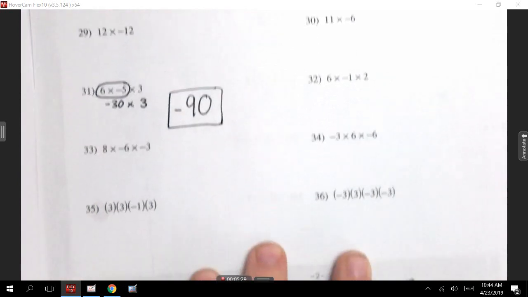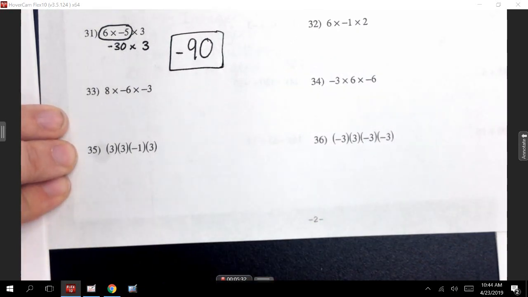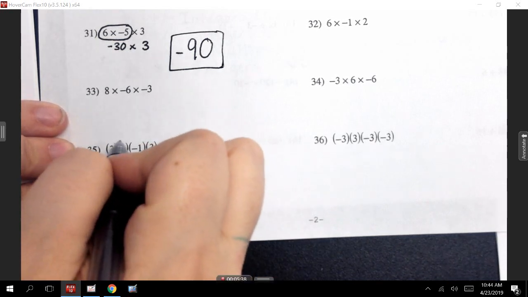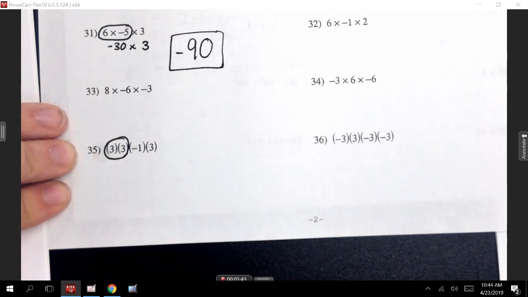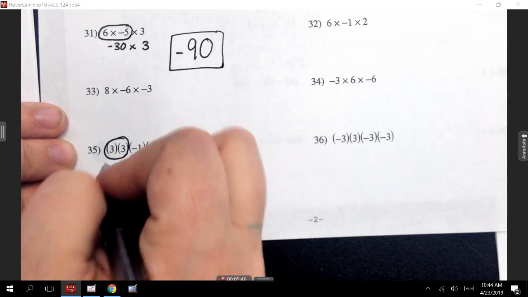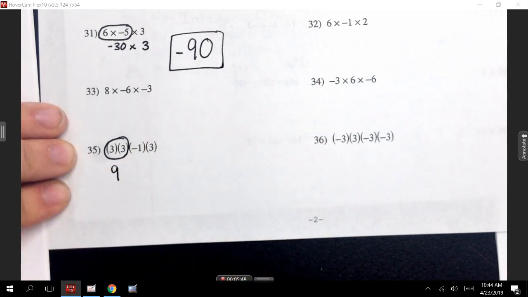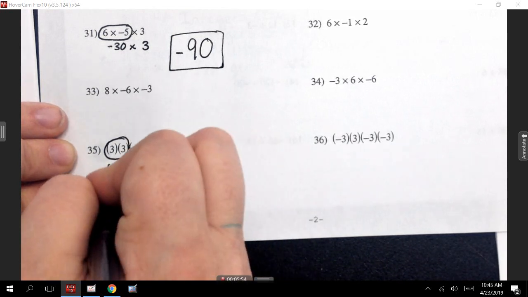All right, I want to look down at 35, and I'm kind of skipping around a little bit. But 35, do you see how you have 4 numbers? Remember we said we're going to do it like memory. How many have to match? 2 at a time. So let's do the first 2. You'll see how I'm circling those first 2. What's 3 times 3 give me? 3 times 3, Kelsey? 9. And is it positive or negative here? Positive. They're both positive numbers, same sign, so it's a positive 9.